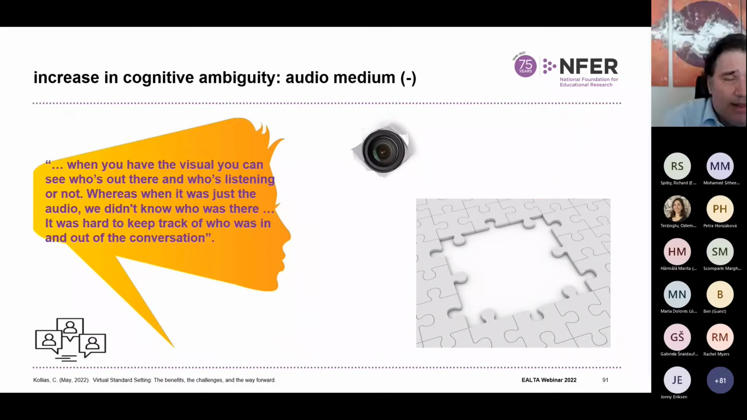Now, one of the negative things about the audio: when you have the visual, you can see who's out there and who's listening, who's not. Whereas when it was just the audio, we didn't know who was there. It was hard to keep track of who was in and out of the conversation.